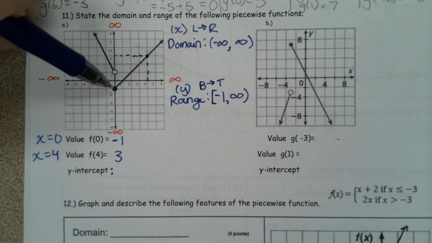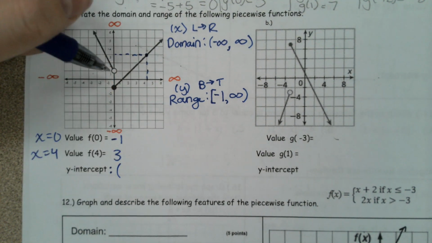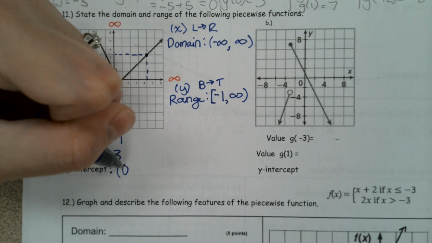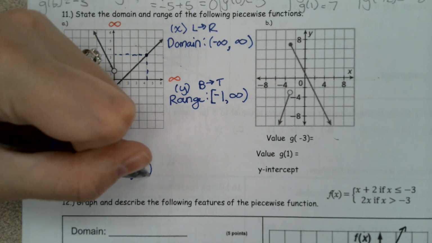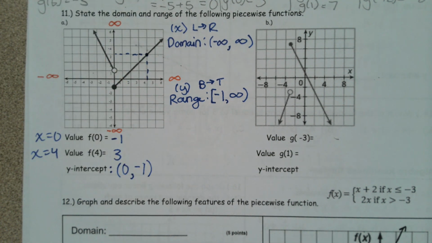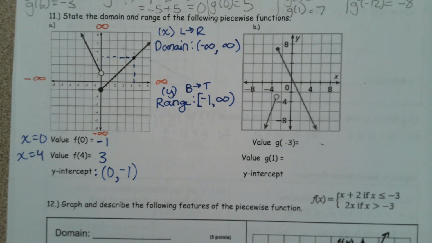The proper way to write this is as a point. X is 0 on this point, and then 0, negative 1 on the y-axis. And that's that. Part B.